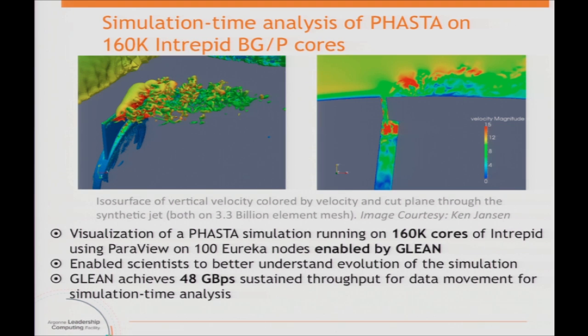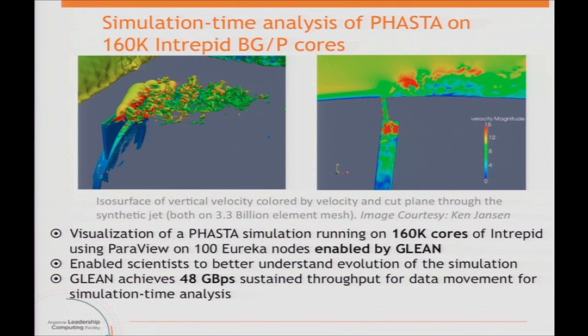We've been working with a number of different application teams. Here, we've been working with Ken Jansen at University of Colorado Boulder on trying to do simulation time analysis for the PASTA code. PASTA is an unstructured adaptive mesh code that has scaled to 160,000 cores of Blue Gene P. It's scaled to 768,000 cores of Blue Gene Q.